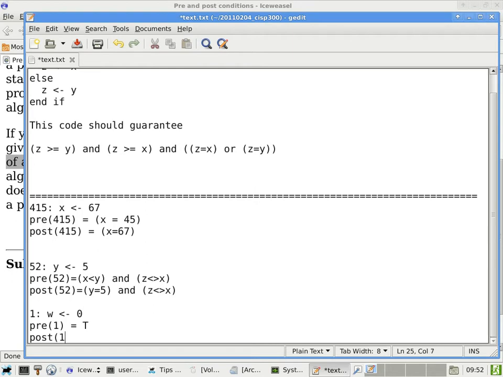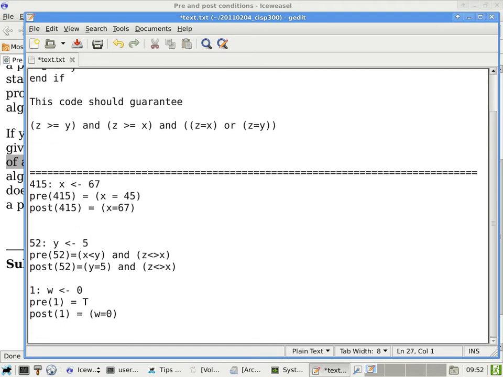What about the postcondition of line 1? W equals 0. Exactly. It's just that. And that's all we know. So when we state that, we're saying we know something about w, but we don't know anything about anything else. Correct. Okay. Are we doing okay so far with the concepts of the pre and the postconditions specific to these 3 examples?